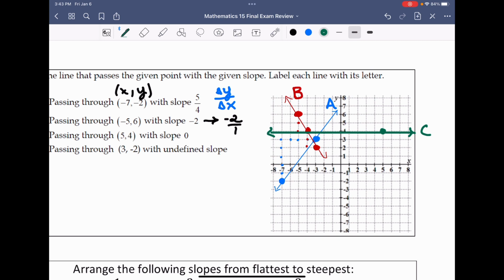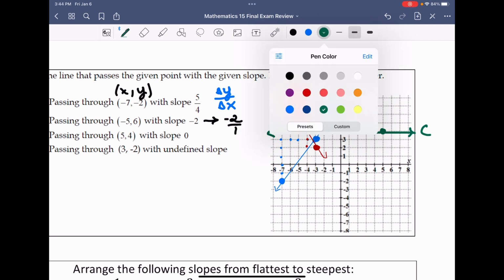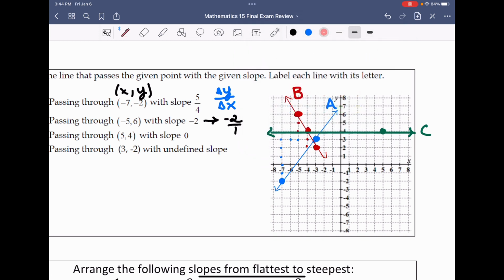I don't even need to do a second point, because if I know the slope is 0, I can just draw a direct horizontal line. Now, my last one, I'm going to do in, let's say, the salmon color here. I'm going to go to 3 and negative 2, or 3 for x, negative 2 for y. That's my first point. Undefined slope means there's no change in x. So right away, I can just draw a vertical line like this. I can put my endpoints here, and I can call this D. That is an immediate thing.